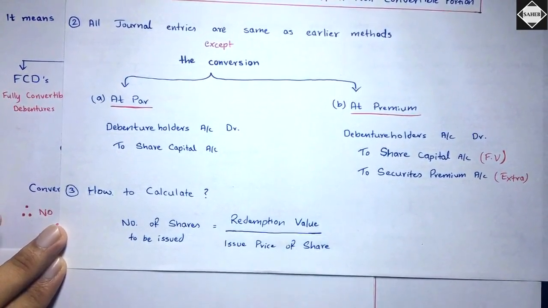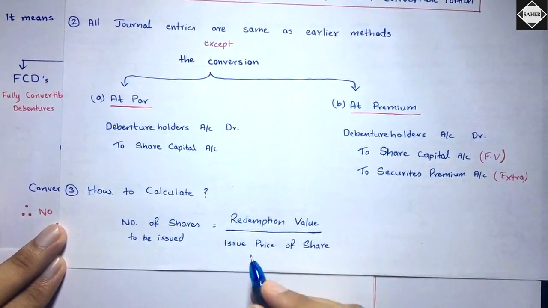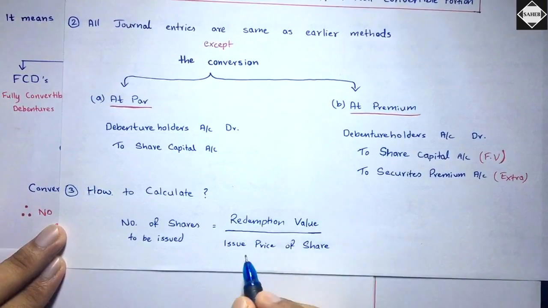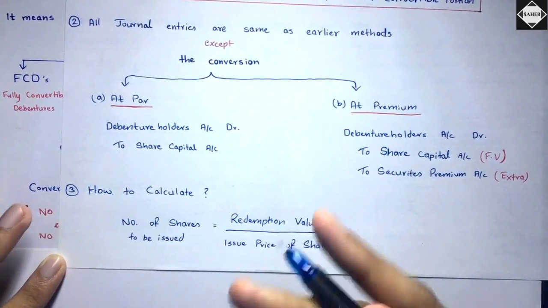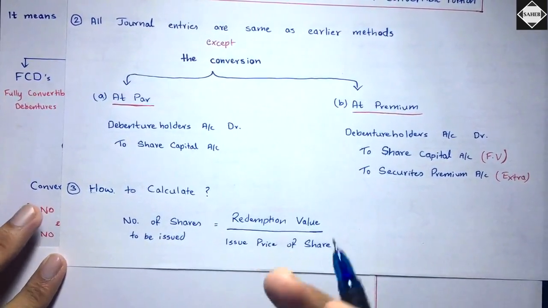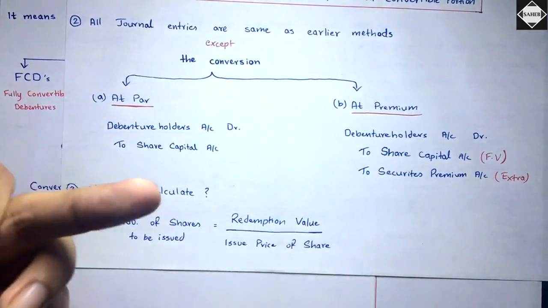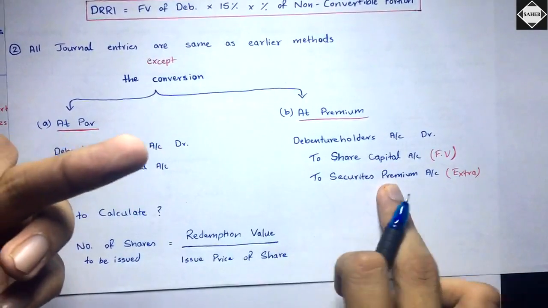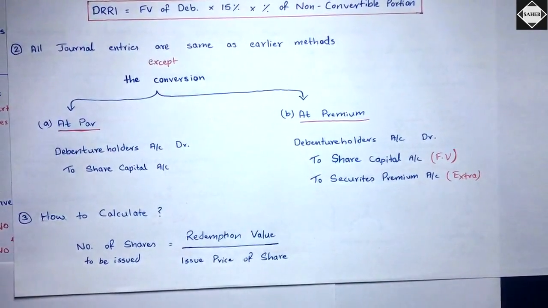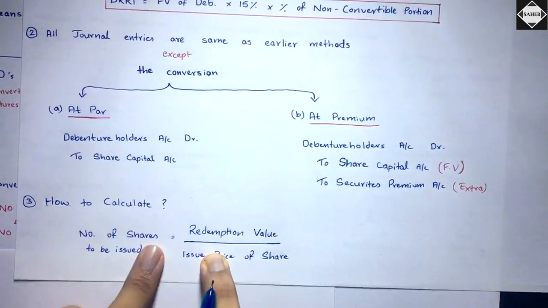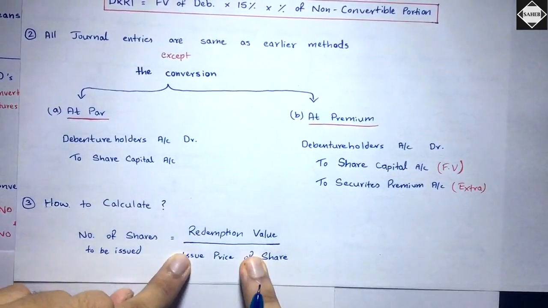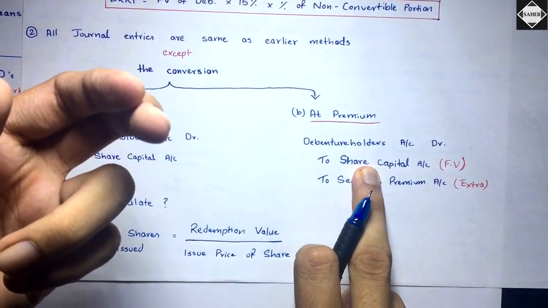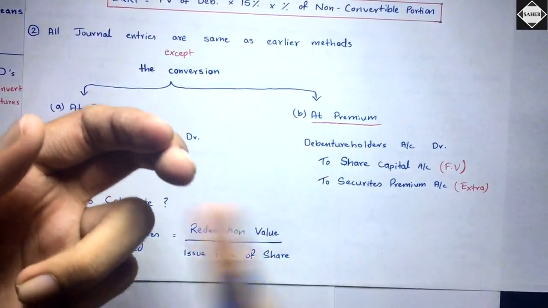What they do is they take the redemption value over here and they become over smart and they take face value over here. Don't take the face value. You have to take the issue price of the share, and if you divide by that, you will get the number of shares. Number of shares into face value will go to share capital, and into that extra money will go to securities premium. First don't write the entry, first calculate the number of shares to be issued.